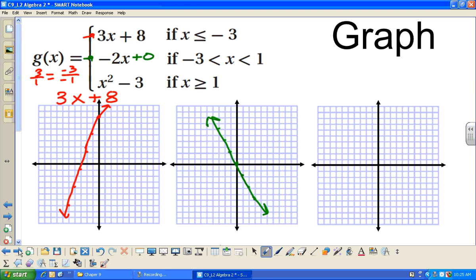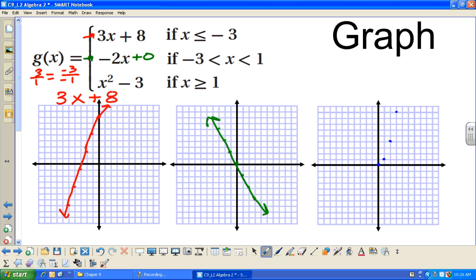Now, x squared minus 3. You could make a table if you wish to do that. I'm going to graph x squared first. If I just graph x squared, my axis of symmetry is going to be the y-axis. If I do 1 squared, that would be 1. If I do 2 squared, that would be 4. If I do 3 squared, that would be 9.